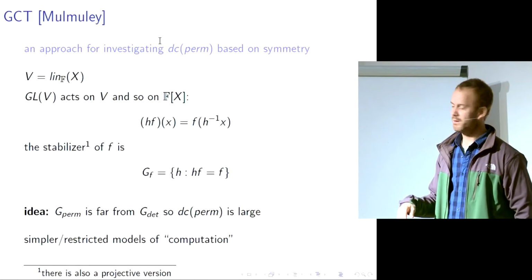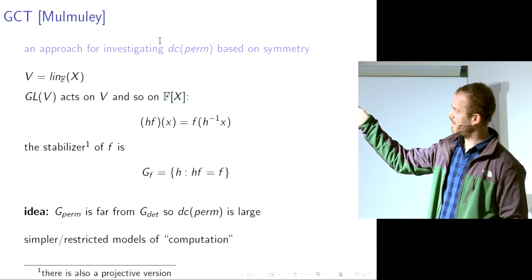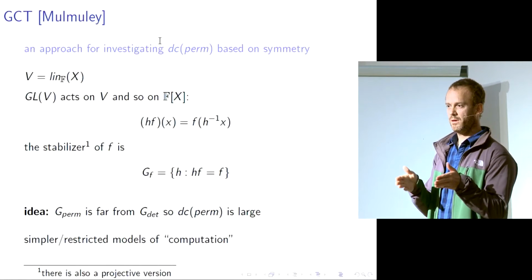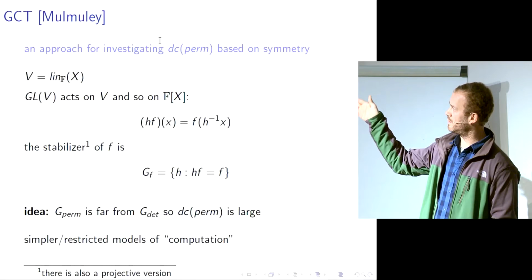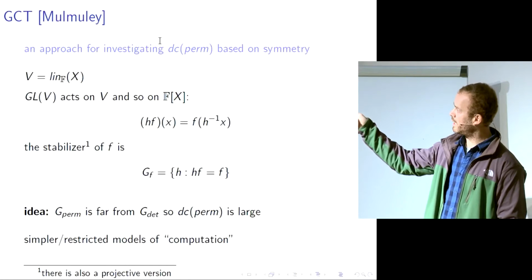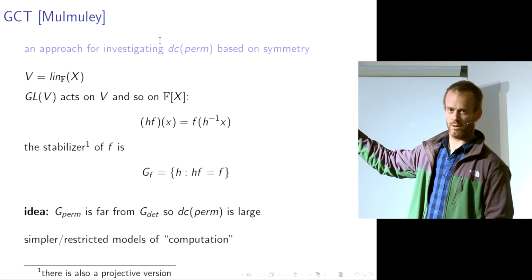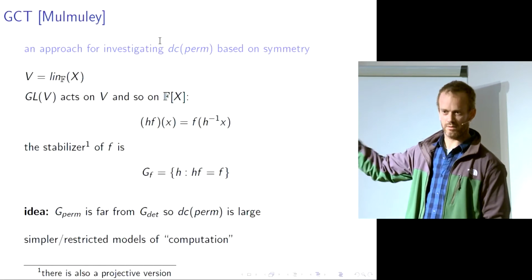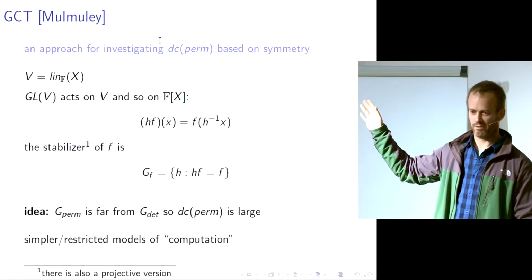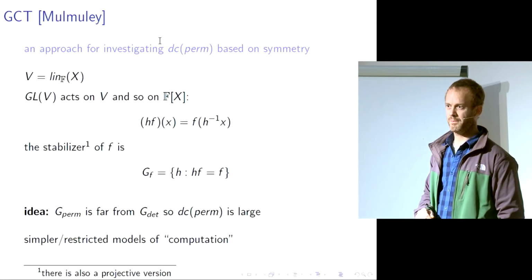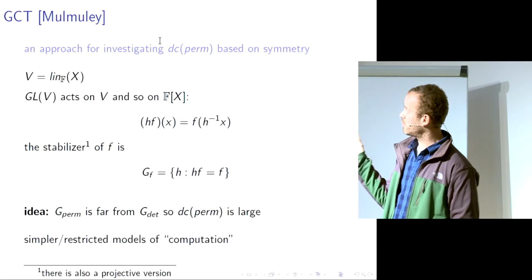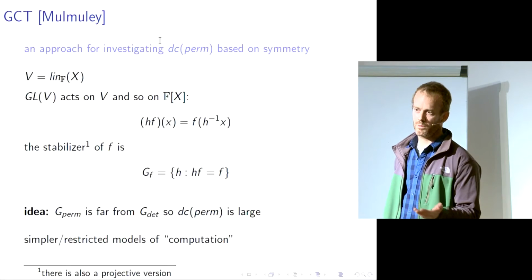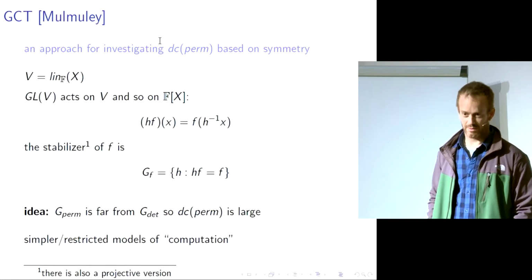So there are two groups: the stabilizers of the permanent and the stabilizers of the determinant. It turns out that these characterize the determinant and permanent, meaning that any polynomial that is fixed by G permanent is the permanent, and every polynomial that is fixed by G determinant is the determinant, up to this projective issue that I ignore for now. So this is a very strong property of permanent and determinant, or very weak property, it depends, a very special property.